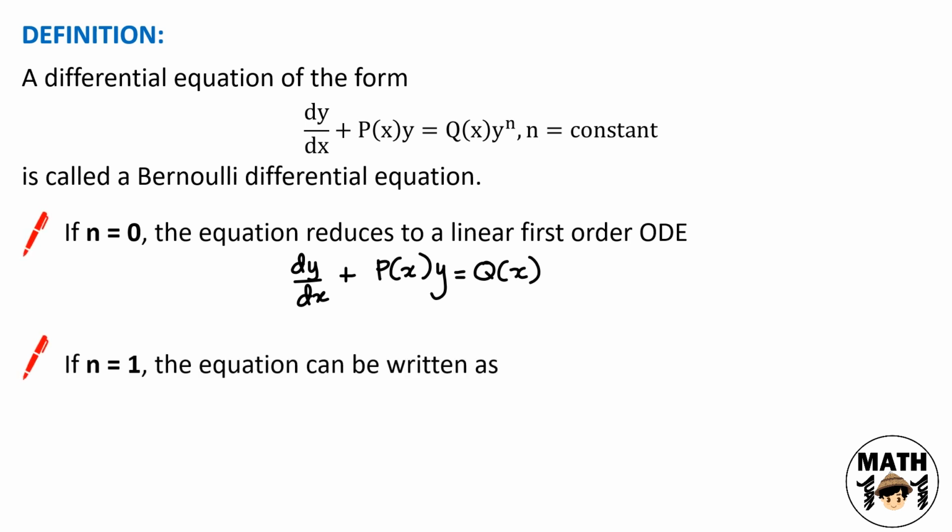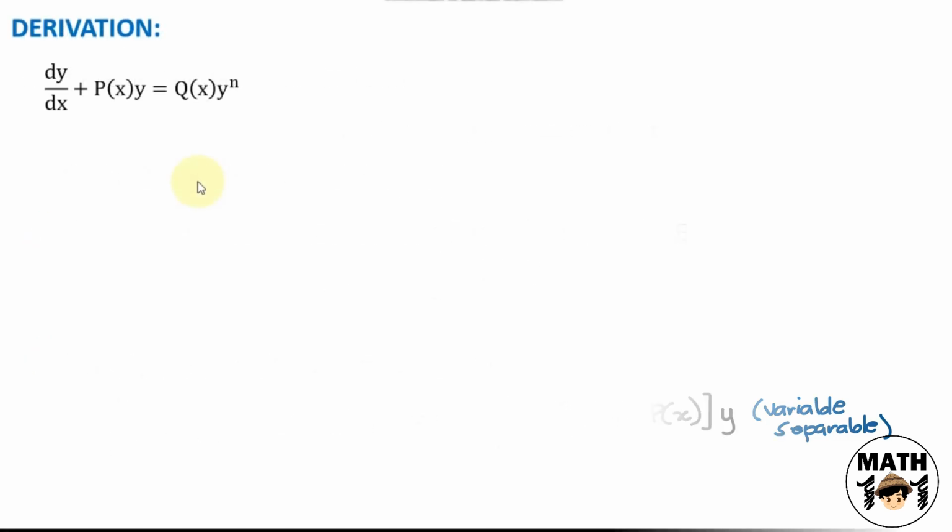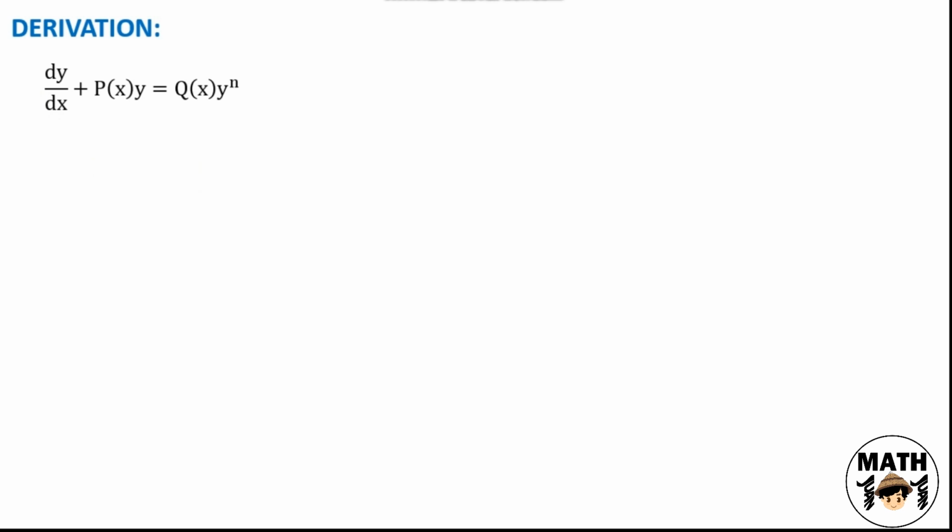If n is equal to 1, the equation can be written as derivative of y with respect to x plus p of x y equals q of x times y. Then we combine all the terms with y on the right hand side. Then factoring out y, we can write derivative of y with respect to x equals q as a function of x minus p as a function of x, all multiplied by y. We can see that this reduces to a variable separable differential equation. So what we will consider for this topic is all values of n that is not equal to 0 or not equal to 1. Let us derive the method of solution for a Bernoulli differential equation.